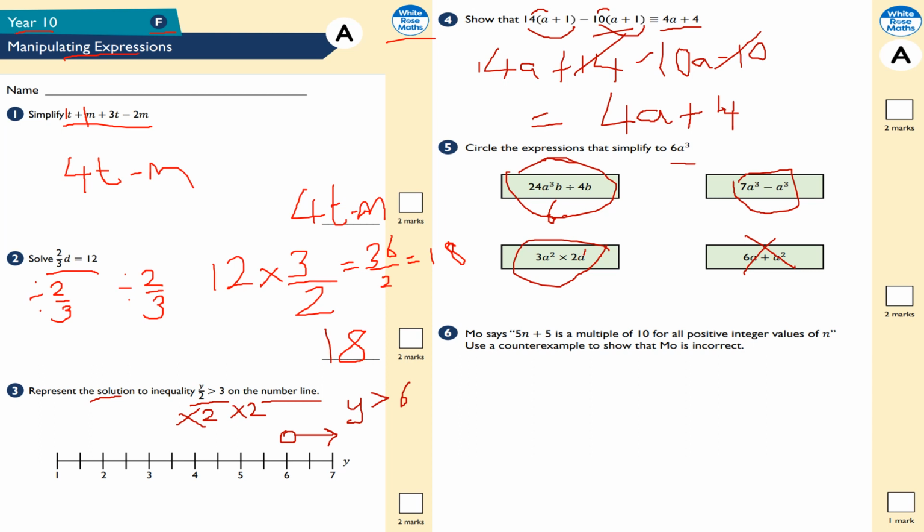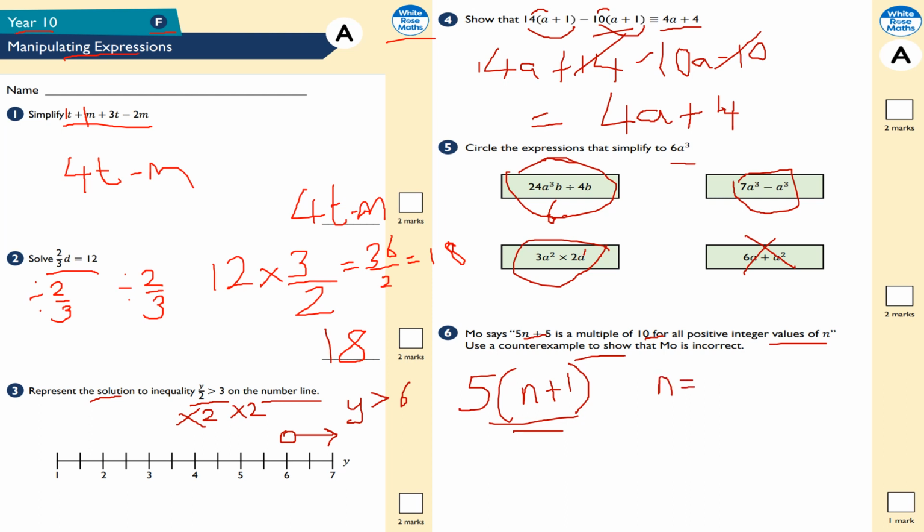Question number 5. Mo says 5n plus 5 is a multiple of 10 for all positive integers of n. Use a counterexample to show that Mo is incorrect. So if I factorize this, 5 lots of n plus 1. So this is always going to be a multiple of 5, but not necessarily 10. Integers means whole numbers. So let's try. When n equals 1, I'm going to get 2 times 5, which is going to be 10.